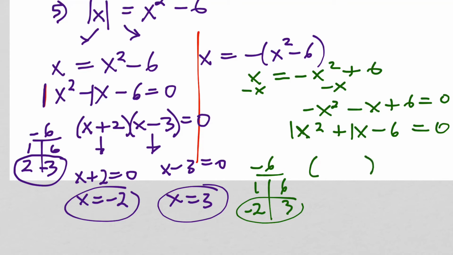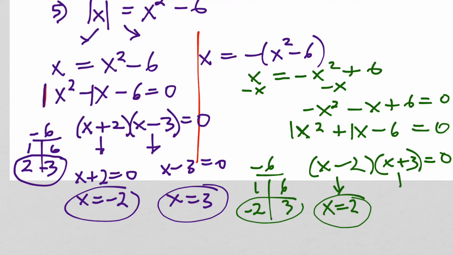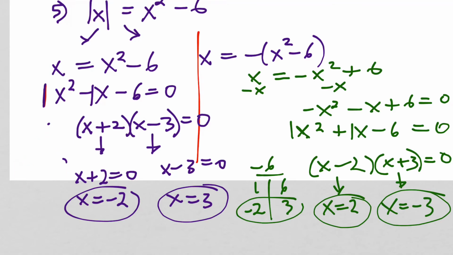So my factors this time are x minus 2, x plus 3, all right, and then we know that this one would be x is equal to 2, and this one be x is equal to negative 3. So at this point, we have 4 potential solutions, here, here, here, and here. All right, so let me make some room for ourselves here.